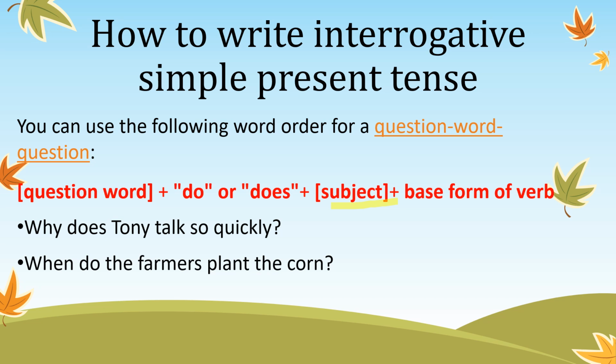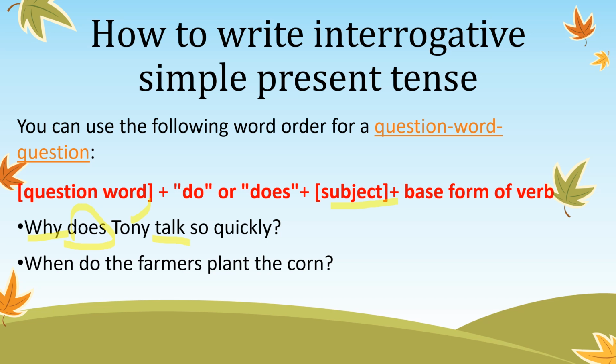Now why is the question word, plus subject is Tony. This is again the third person and in the singular form, so we added does. Why does Tony talk? Now talk is the base form of the verb, first form of the verb, plus so quickly, the object, and question mark. We get our question: why does Tony talk so quickly?